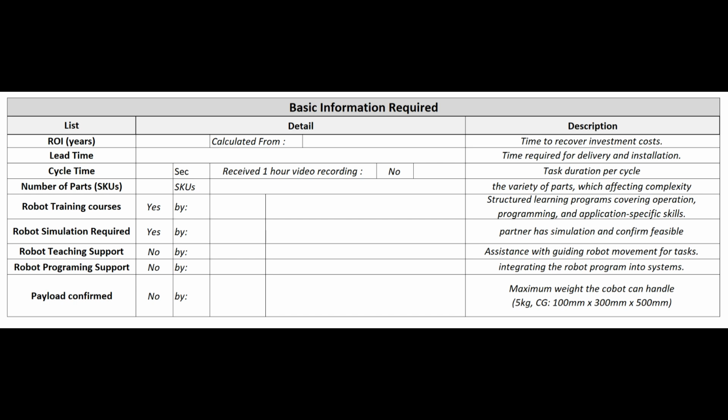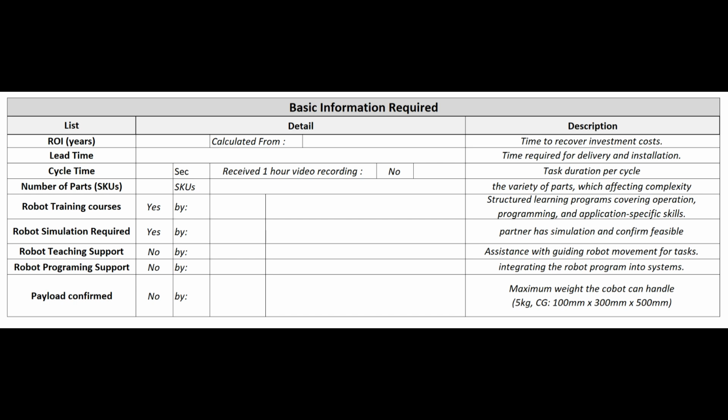Number of parts or SKUs is how many variants the robot must handle. If cycle time and SKUs are wrong, robot selection and the whole concept can be wrong. Support scope. Training, simulation, teaching support, programming support. Each item must include yes or no, and the responsible owner. Missing ownership is one of the most common reasons projects stall.